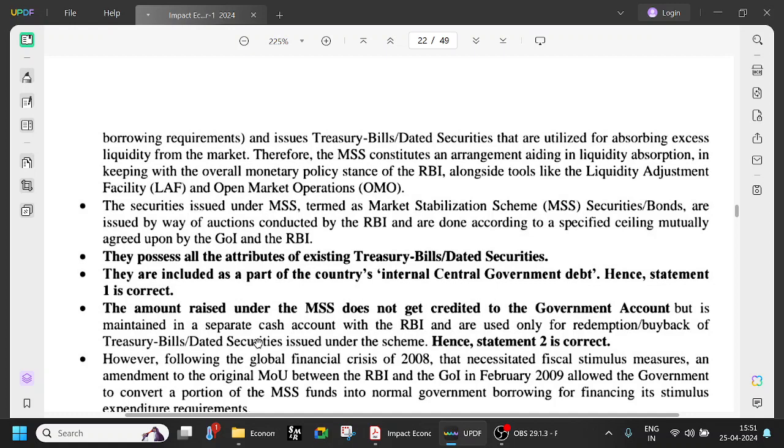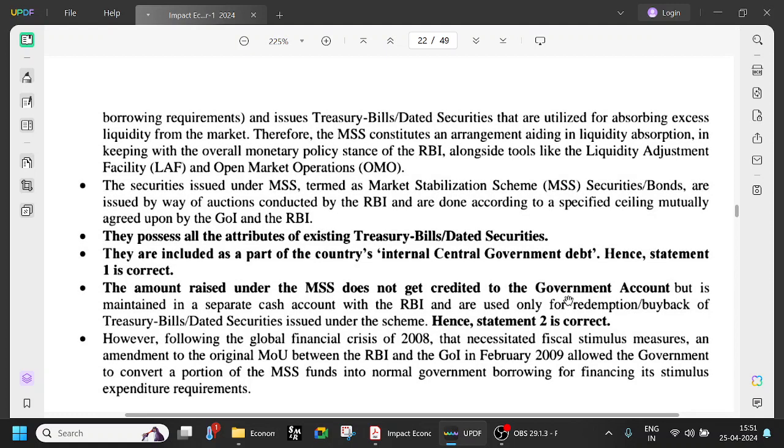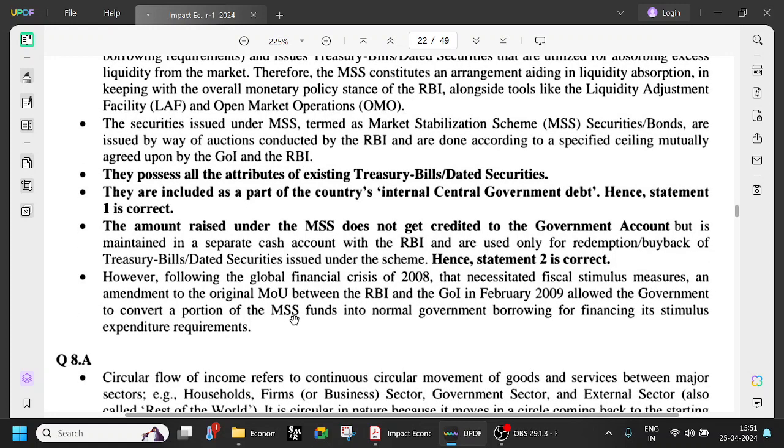So this is a part of the central government debt, and it is not credited to the government. It is used for redemption and buyback of treasury bills and dated securities issued under the scheme. So it is maintained in a separate cash account with the RBI, and it is used for redemption or buyback of treasury and dated bills. So it is taking money from the public, putting it somewhere, and when it is time to give it back, it is giving it back from the same.